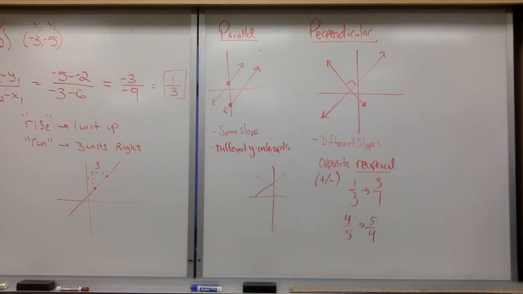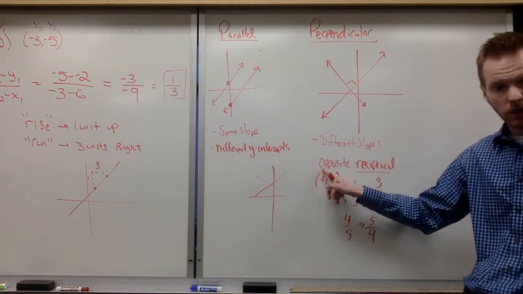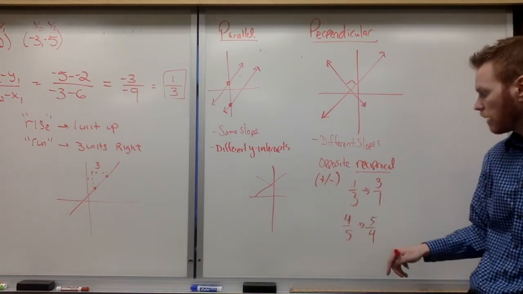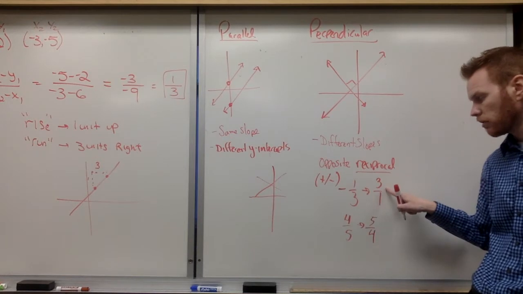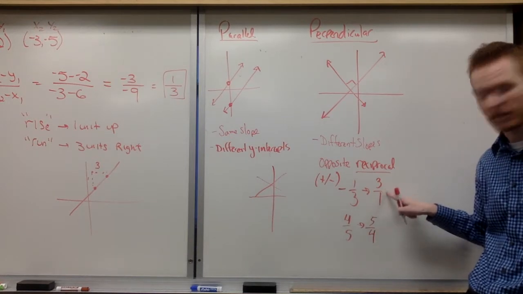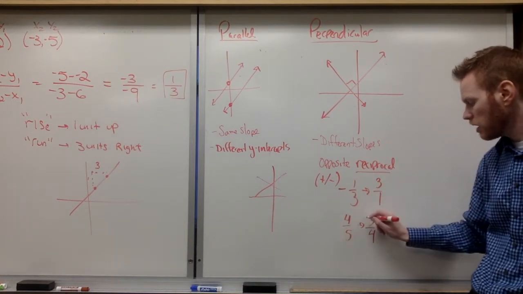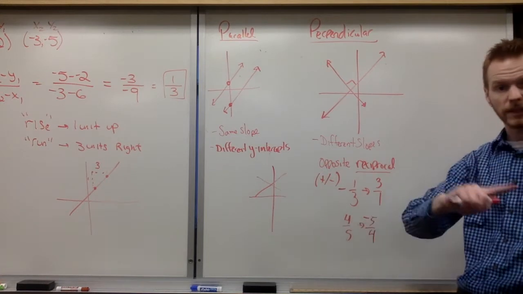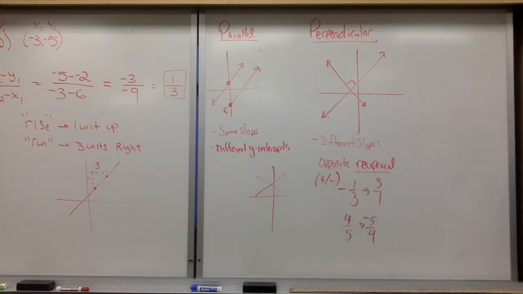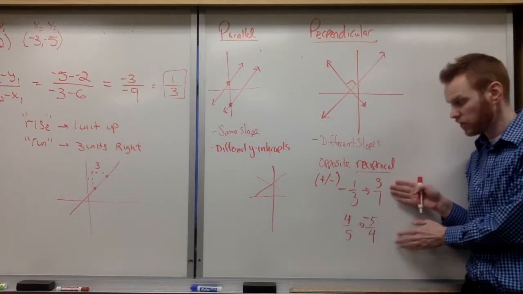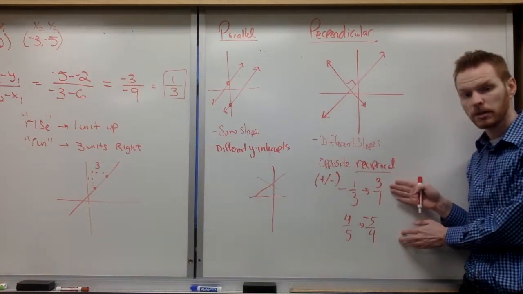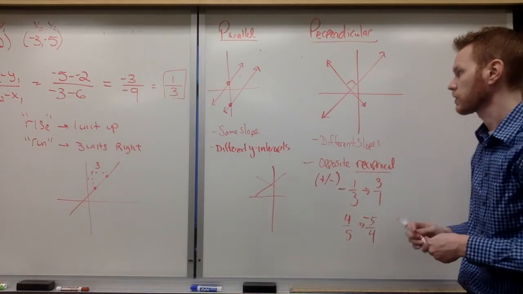Okay? Now, let's include the term opposite. So opposite means the signs change. So if this was negative, the opposite reciprocal would be a positive. If this was positive, the opposite reciprocal would be negative. The signs would change for that guy. So if these are my slopes for both lines, this is a characteristic of perpendicular lines. Okay? Just like that.